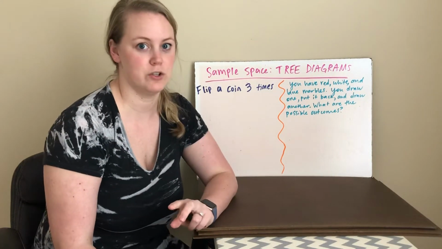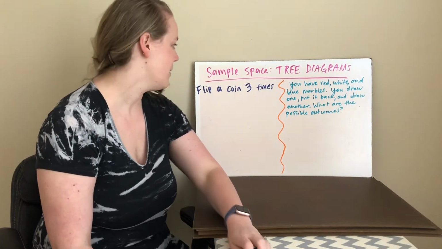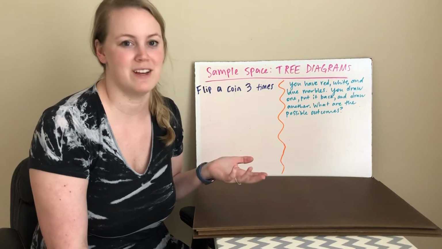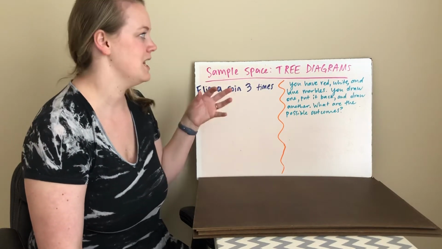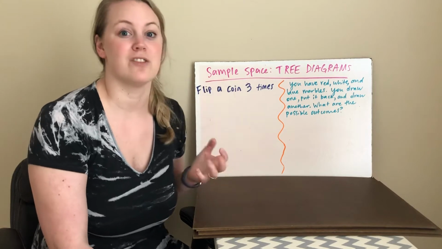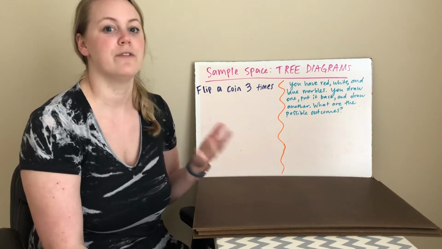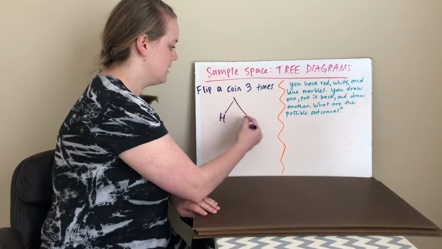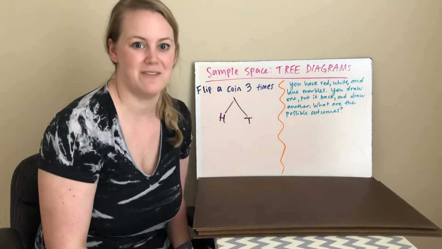Next, we're going to focus on tree diagrams. The first part, the first question says you flip a coin 3 times. So there's 3 events going on here. So we're going to continue our tree diagram into 3 different branches. When you flip a coin, we've got a heads or tails, and that's our first event.